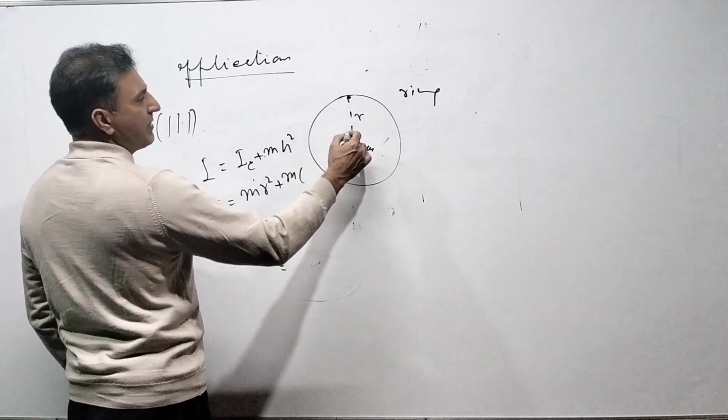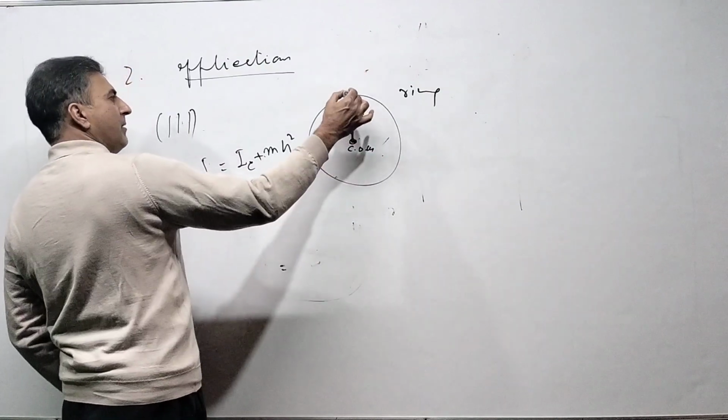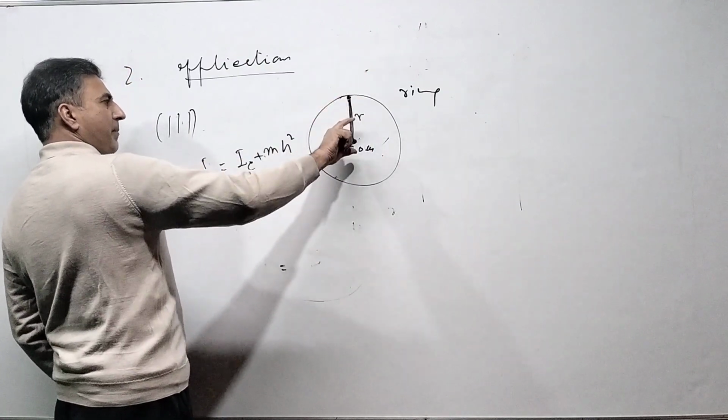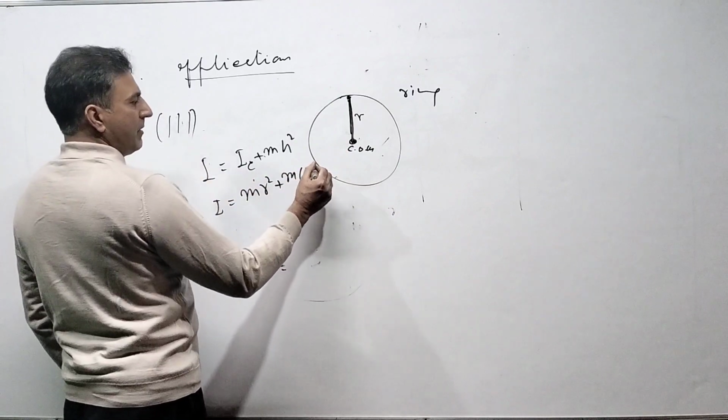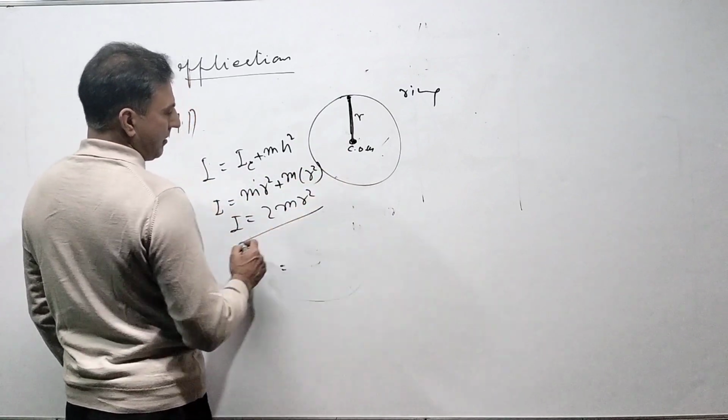mh square, what is h? The distance between the two axes, this one and this one. Both are perpendicular to the board, therefore they are parallel to each other, so h is r, and h square is r square. So I is equal to 2 times mr square. Answer.